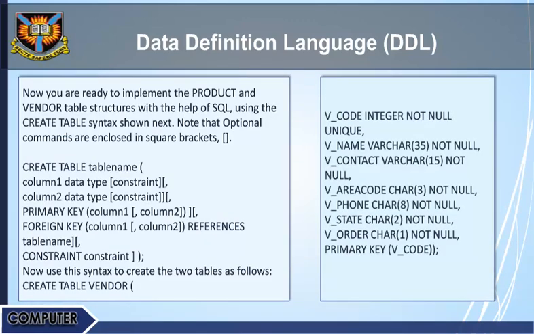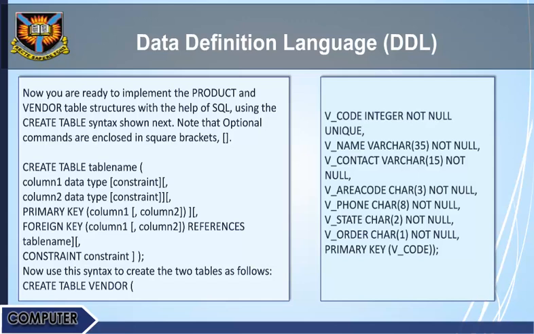Now you are ready to implement the product and vendor table structures with the help of SQL using the create table syntax shown next. Note that optional commands are enclosed in square brackets. Create table, table name, column 1, data type, constraint, column 2, data type, constraint, primary key, column 1, column 2, foreign key, column 1, column 2, references, table name, constraint, constraint. Now use this syntax to create the two tables as follows.